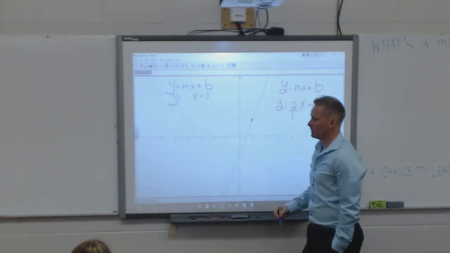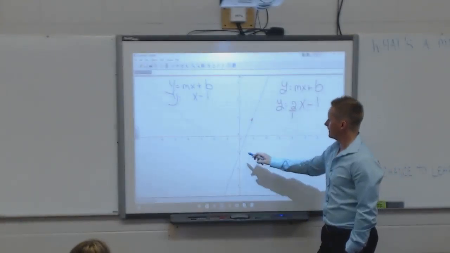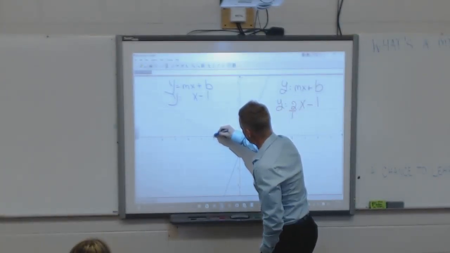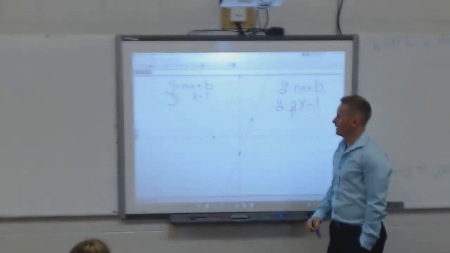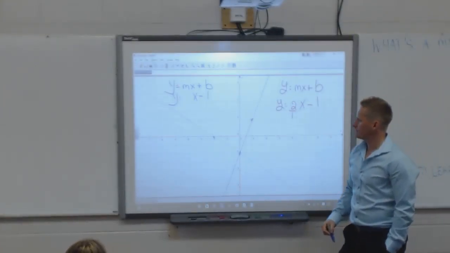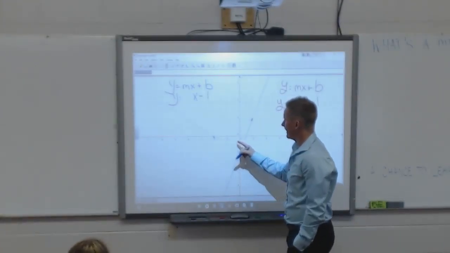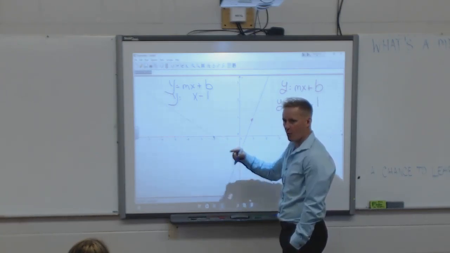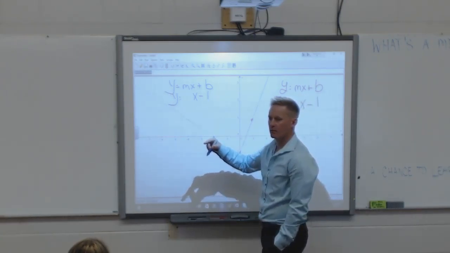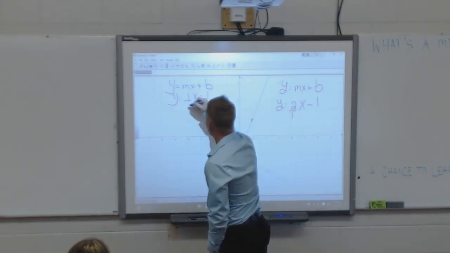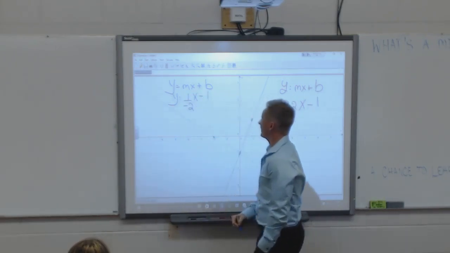Okay, so now I want to get from this coordinate to this one, because there's the next one it hits. So, okay, up 1 and left 2, up 1, left 2. How do I write that as my slope? 1 over -2. Excellent work.